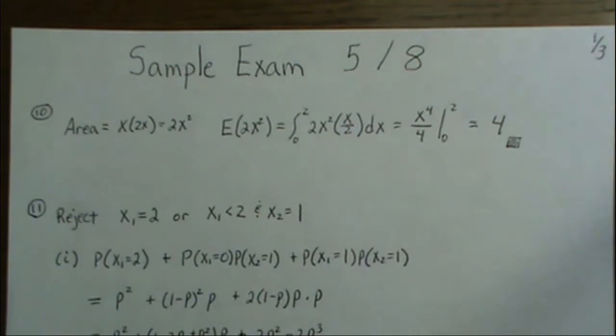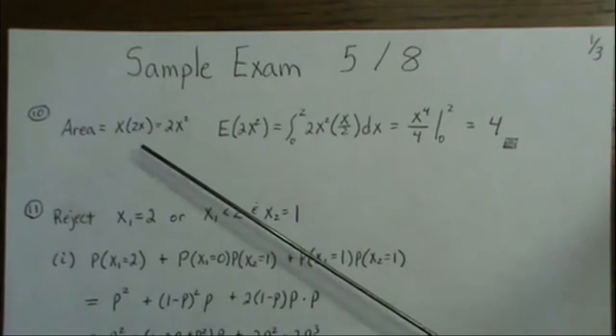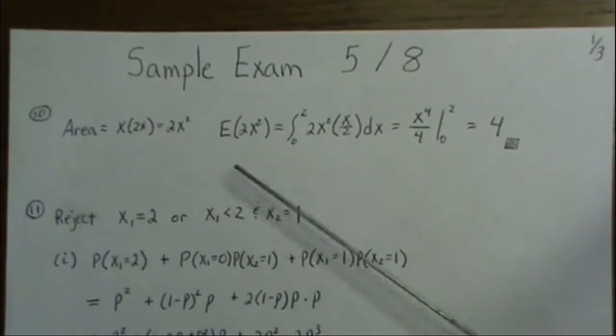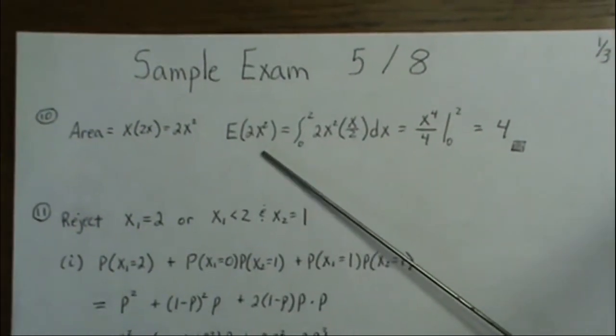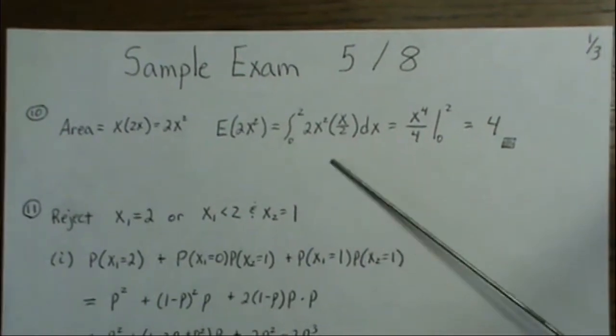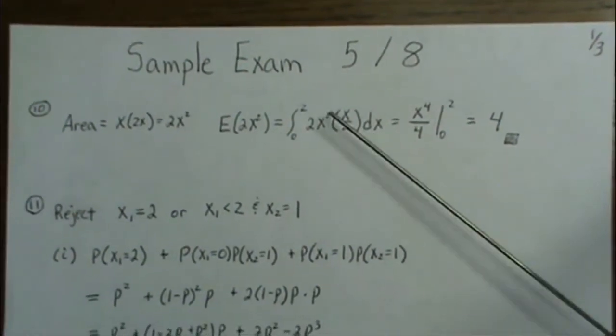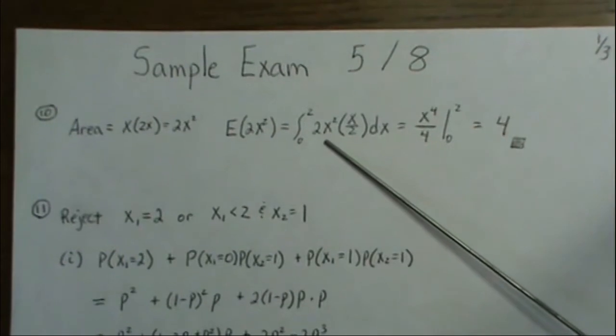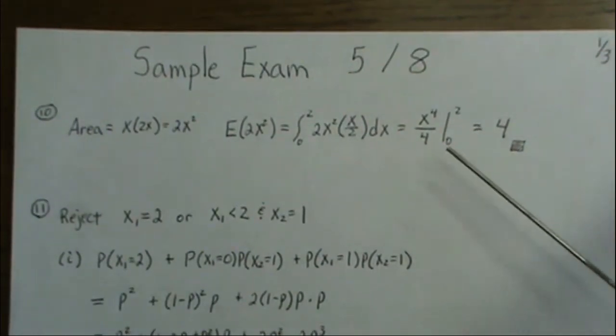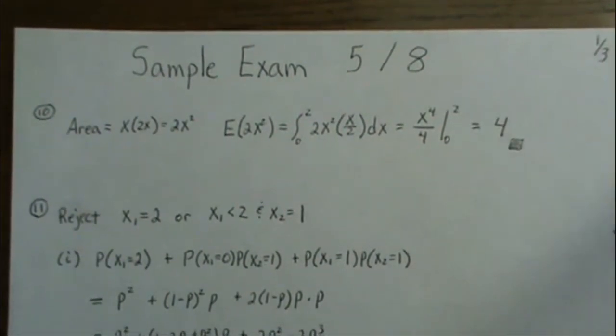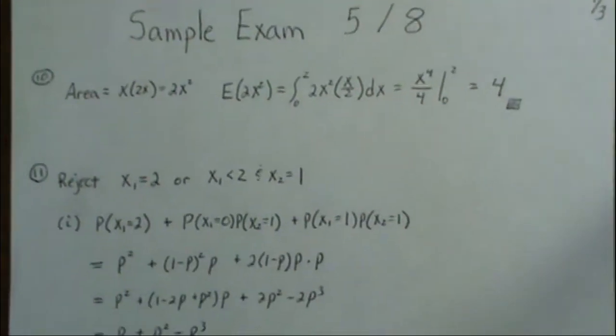Sample exam 5 of 8, problem number 10. We want to find the expected area of a rectangle with sides x and 2x. And so the area is 2x squared. So we want to find the expected value of 2x squared. They give us the density and our domain. Plug it in, integrate it, plug in our limits. The answer is 4.